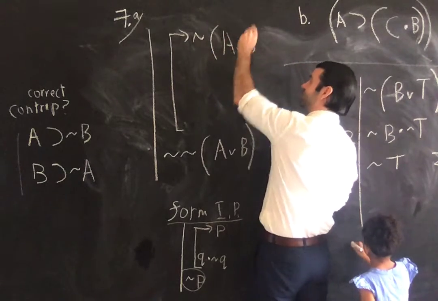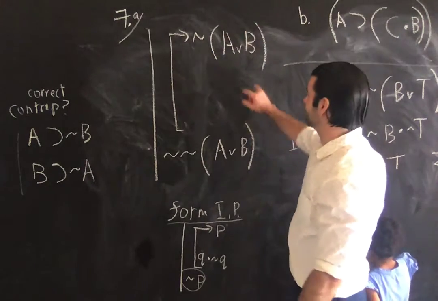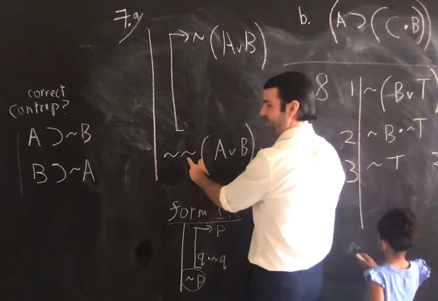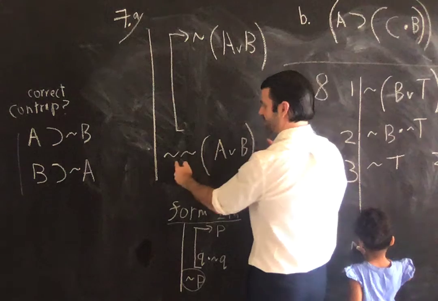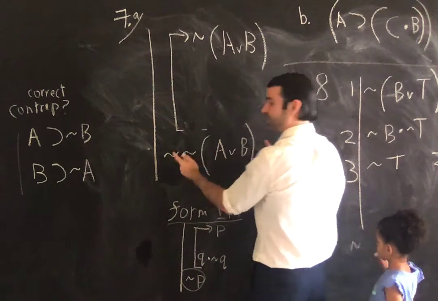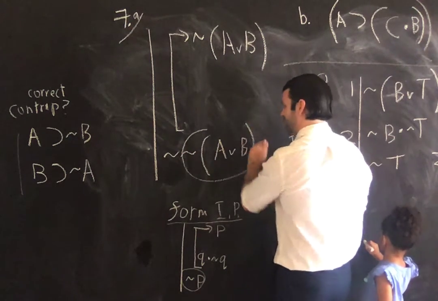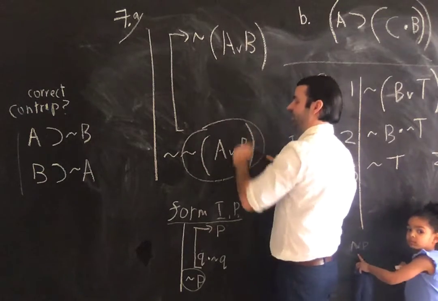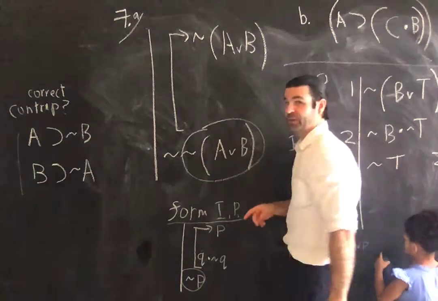I went a long way around to get the simple answer. If this is my not P, what's my P? Well, this formula is the negation of this formula. So that's what P is, that's what goes there, and then this is not P.